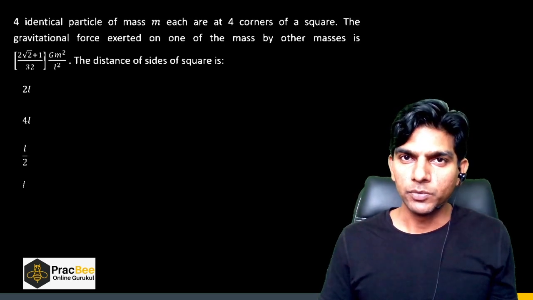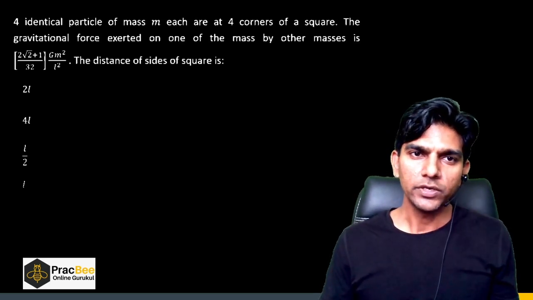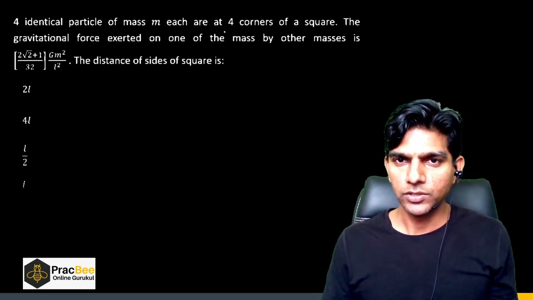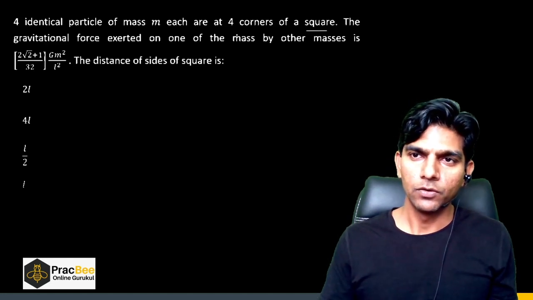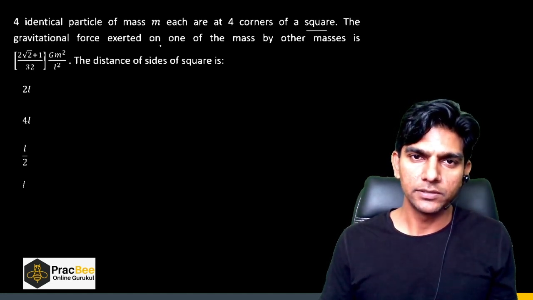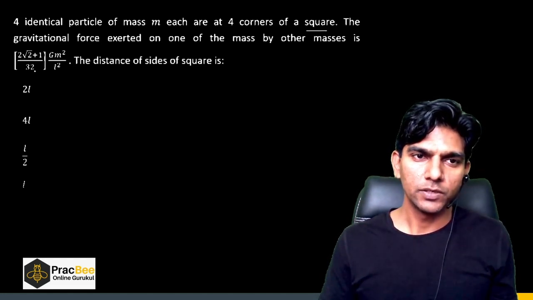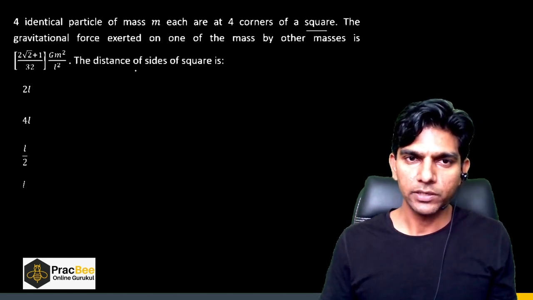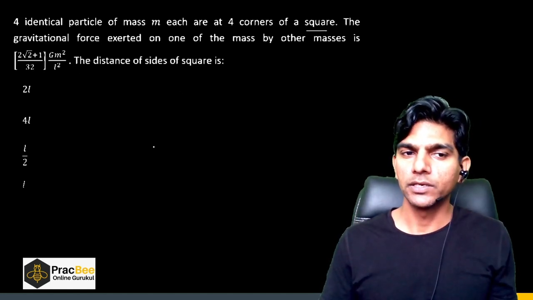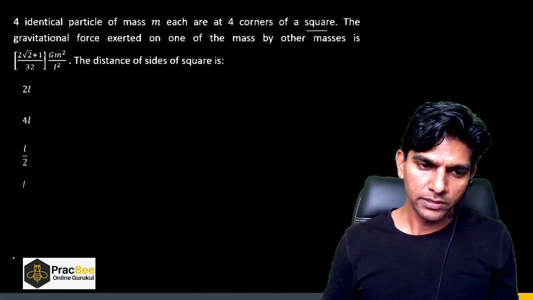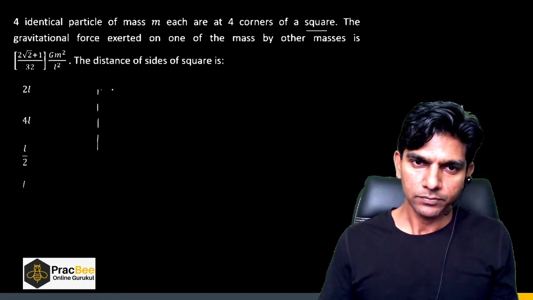So the next question is from gravitation. Four identical particles of mass m each are at the four corners of a square. The gravitational force exerted on one of the masses by the other masses is given by (2 root 2 plus 1) by 32 times G m square by l square. The distance of the sides of the square is, okay, now let us first draw the diagram.